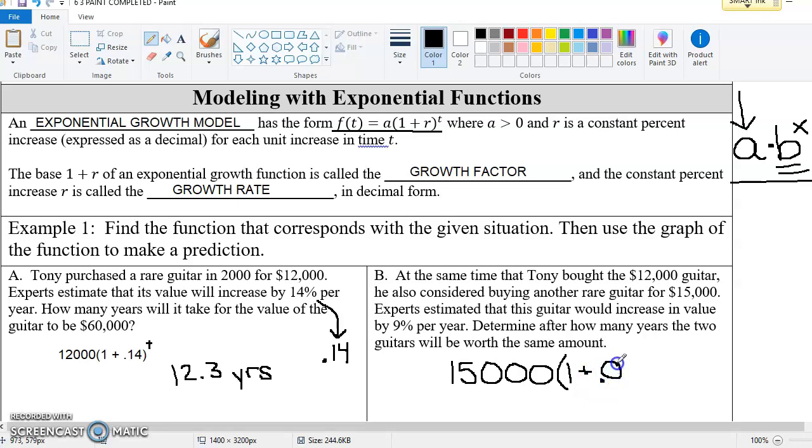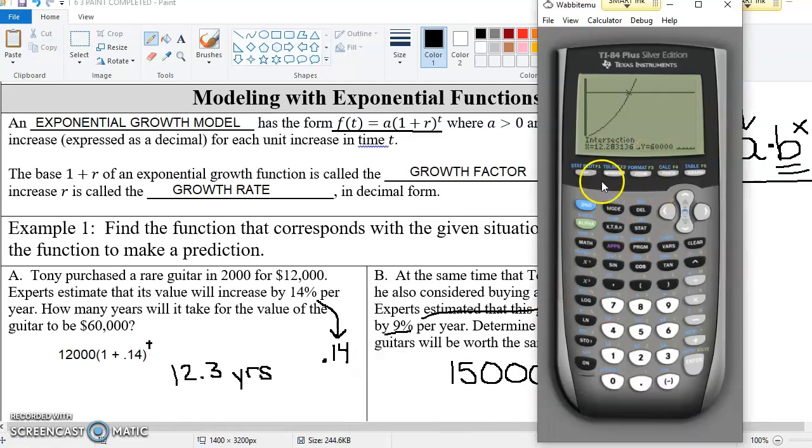Now, one of the things that people get wrong all the time is they don't realize 9% is not 0.9. 9% is 0.09. So be very careful when you're crafting these equations, okay?